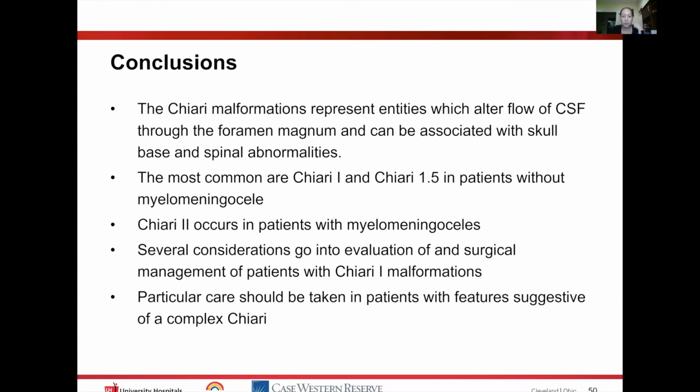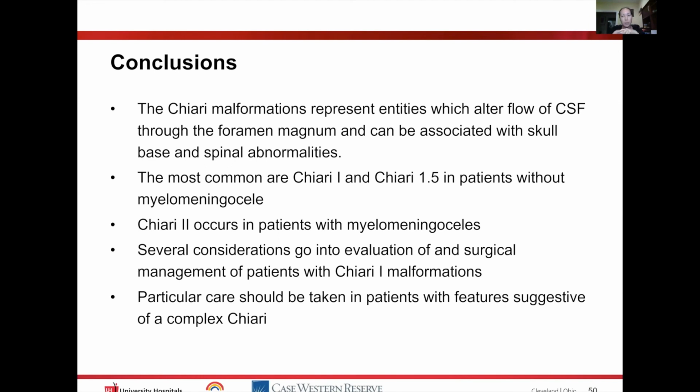But in general, these Chiari malformations are different entities which alter flow of CSF through the foramen magnum. They can also be associated with skull base and spinal abnormalities. The most common, typically, are Chiari 1 and Chiari 1.5 in the patients that do not have myelomeningocele. In patients with myelomeningocele, we do have Chiari 2.